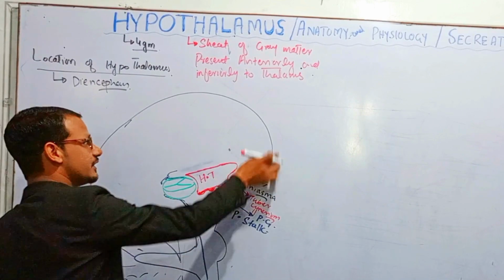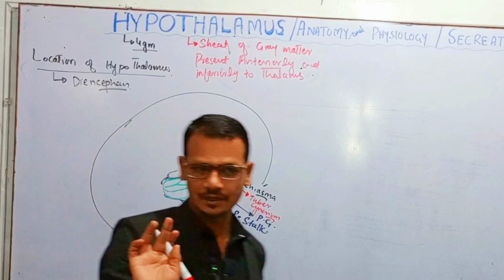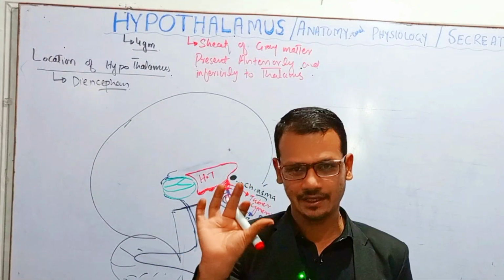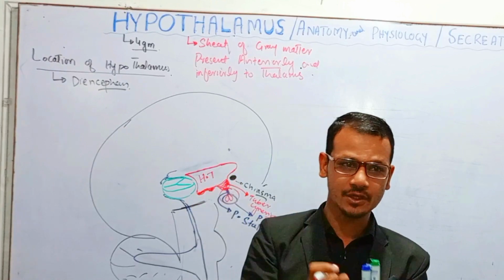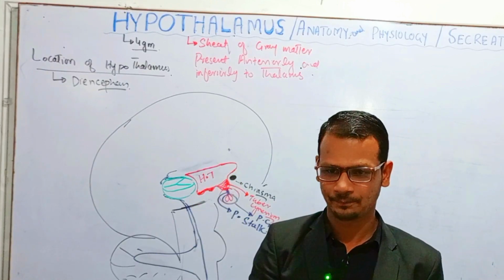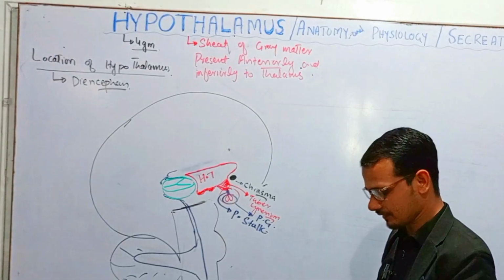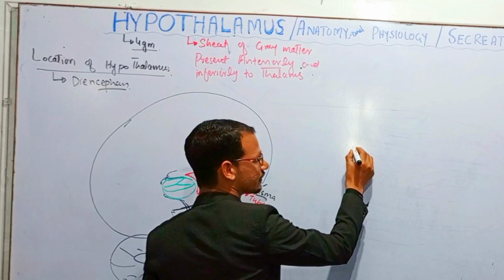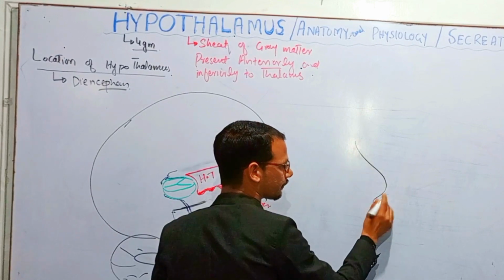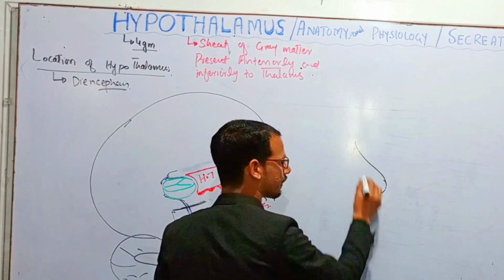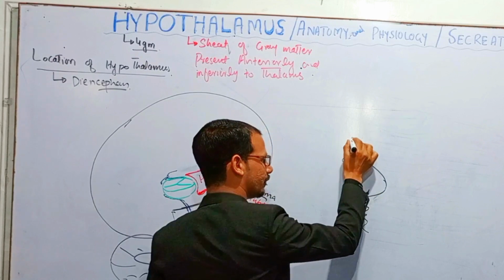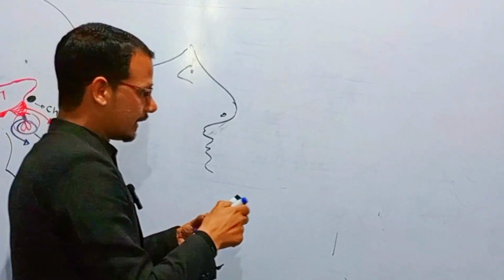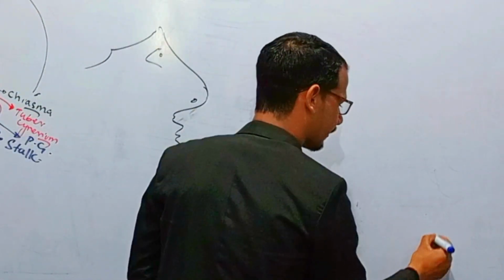Right? Now we will remove all these areas, and we will take only the midbrain, the thalamus and the hypothalamus in relation with the third ventricle. Right? For example, if someone is standing here, it may be anyone having beautiful eyes, right? And here we have the brain.